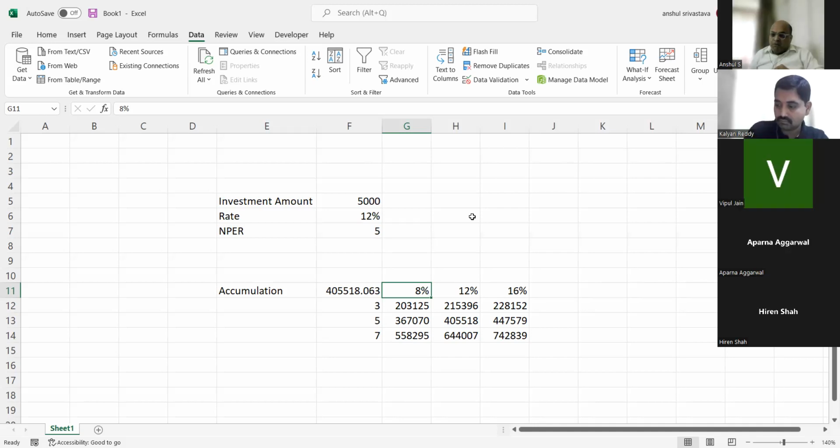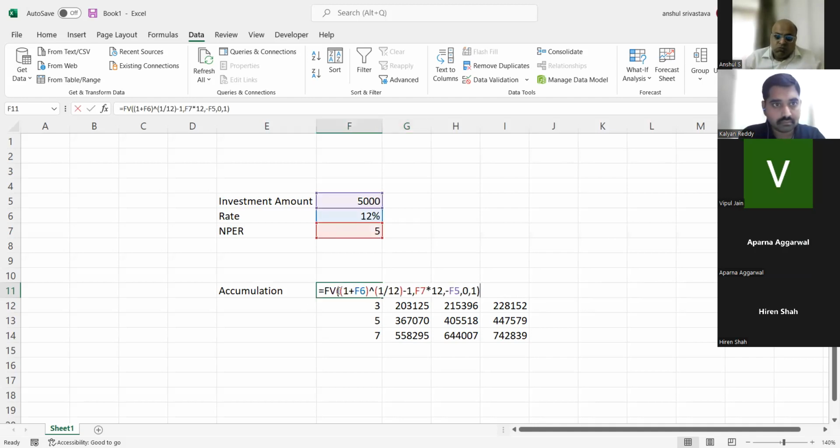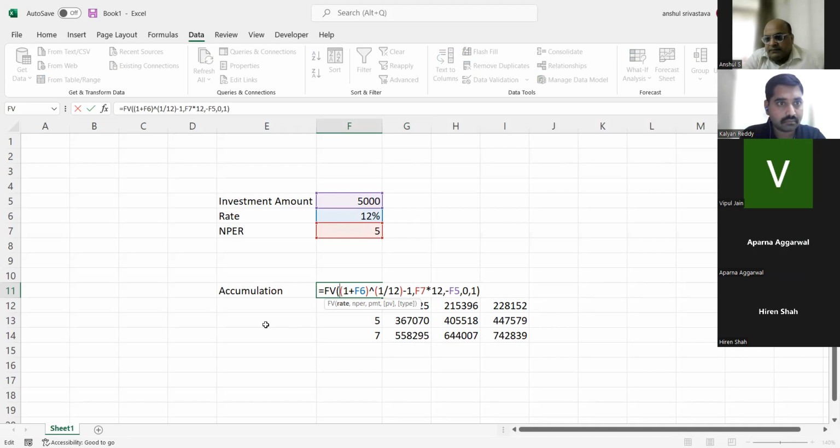Morning. So if you take the cursor to this 4,05,000 rupees so that we can see the formula as well. Once again. It is FV. Okay, thank you, Anshu. Thank you so much.